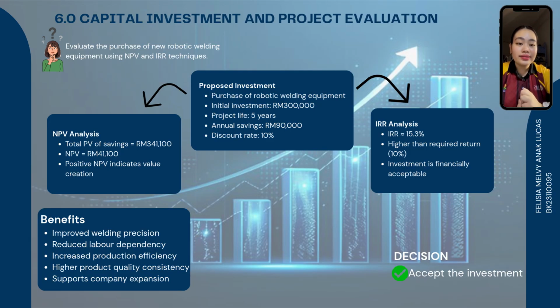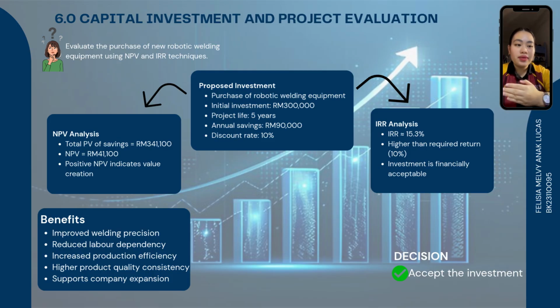Alright, so next I will explain about the capital investment in the project evaluation using the NPV analysis and the IRR technique. So Inotech Manufacturing plans to invest in a robotic welding system that costs 300,000 ringgit. The equipment is expected to generate annual savings of 90,000 ringgit over a period of 5 years.